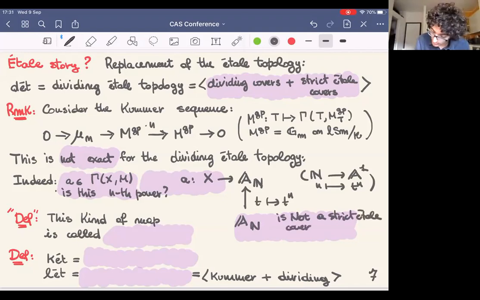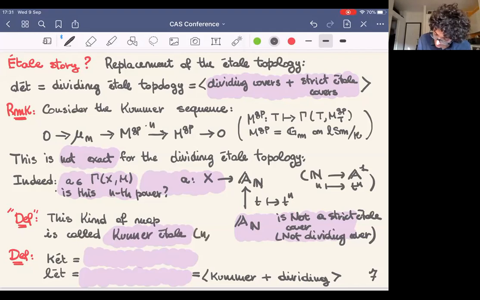And it's also not a blow up, so it's also not a dividing cover. But these kinds of maps, luckily for us, have been studied before. These are the maps called Kummer étale maps, as long as n, say p, is equal to 1, where p is the exponential characteristic of k. So then we can consider the Kummer étale topology.